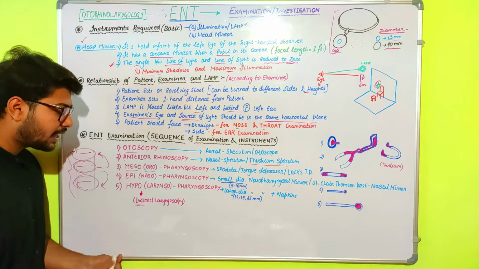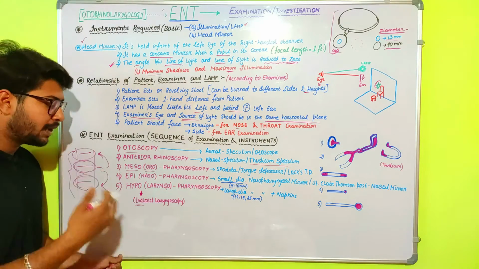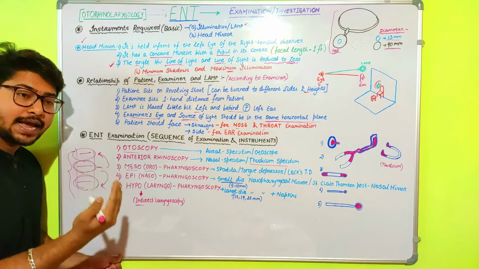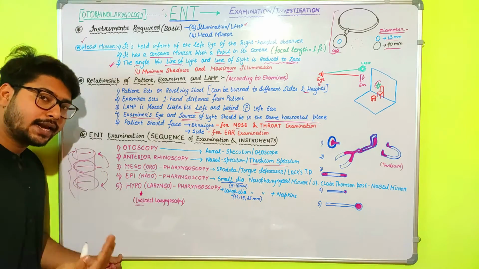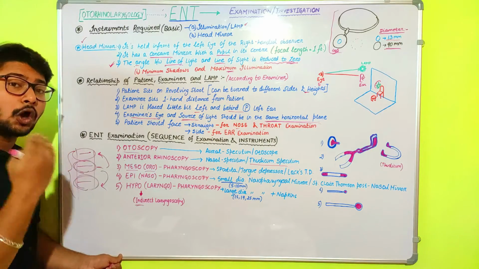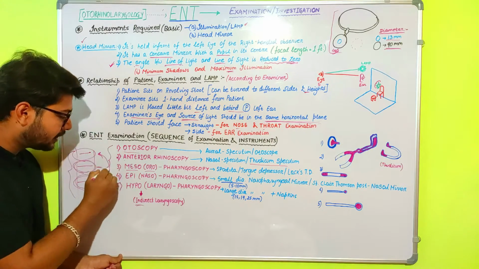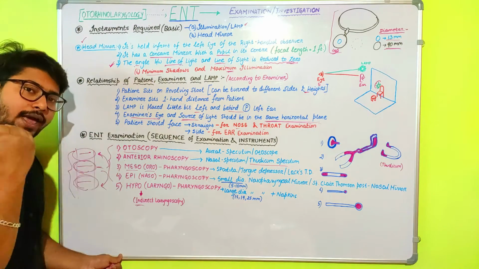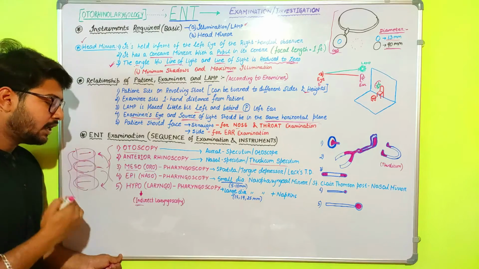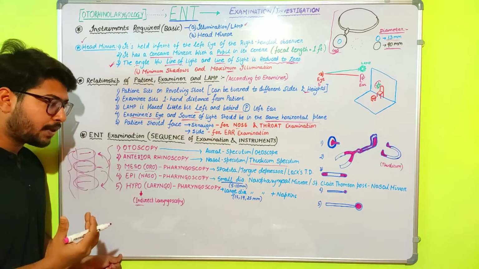And you have to remember that laryngoscopy has two methods: direct laryngoscopy and indirect laryngoscopy. Indirect laryngoscopy means the non-surgical method of examination, like in all these cases. But if we are going to examine in a surgical way, then that will be called direct laryngoscopy.